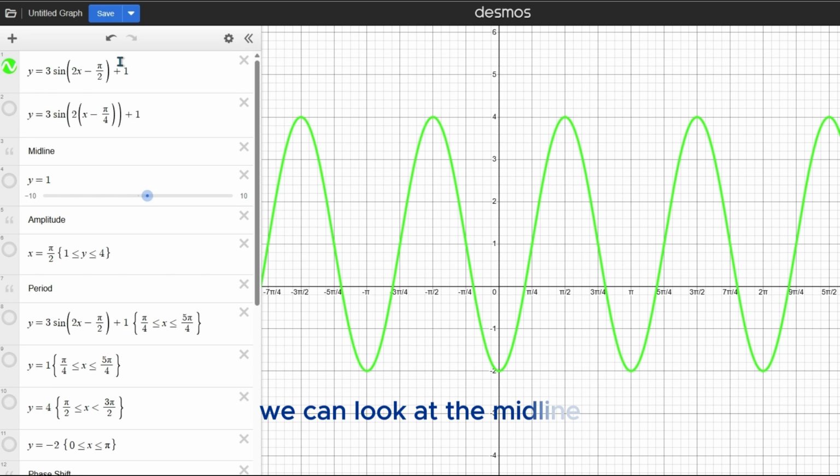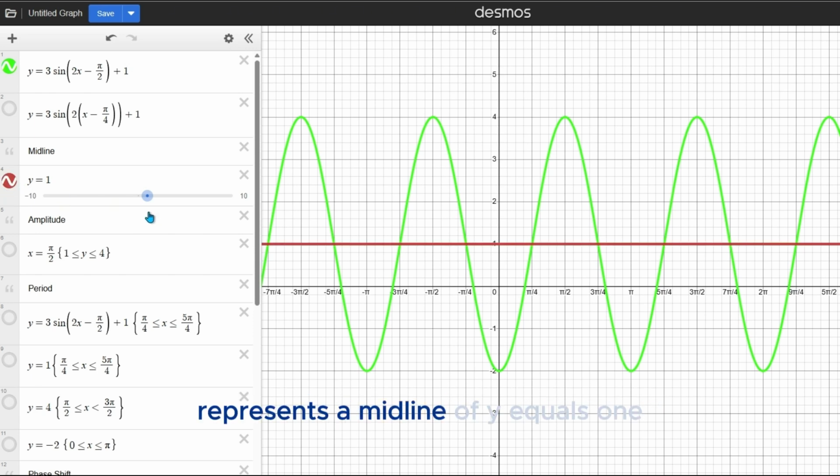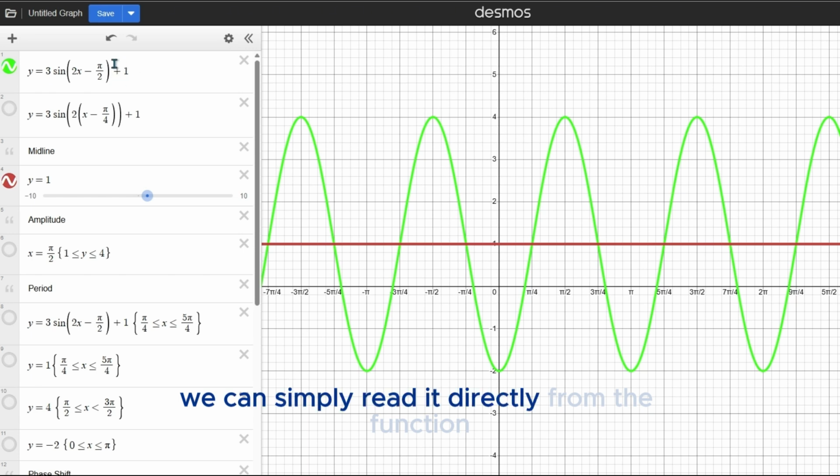We can look at the midline. We're looking at this number here, plus 1, or what we would typically know as the vertical translation, which represents a midline of y equals 1. So no need to calculate there. We can simply read it directly from the function.